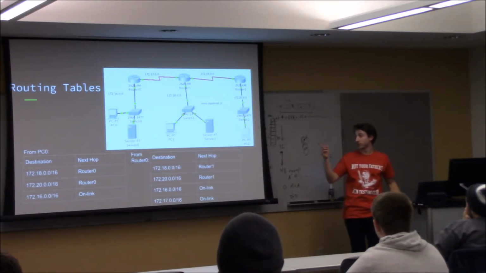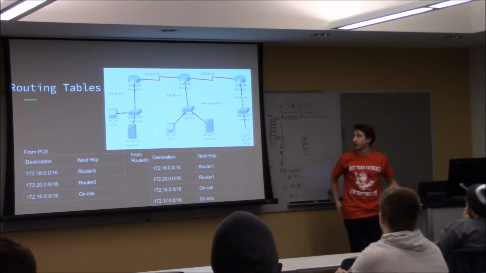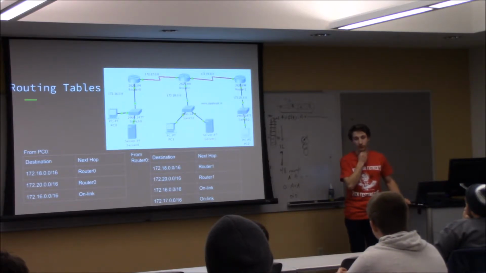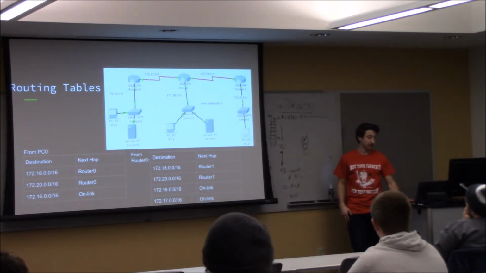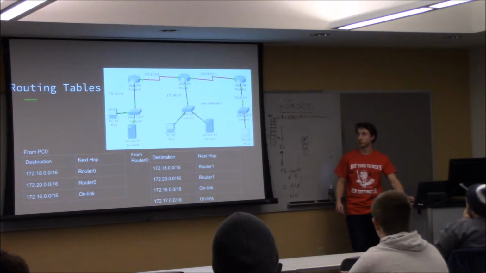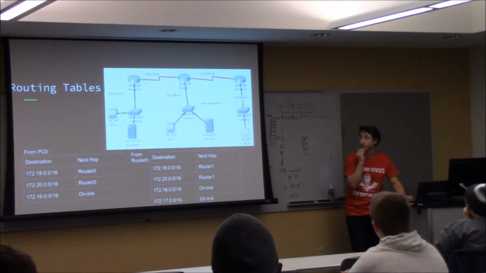If we start at router 0 for this right side, and it wants to go to 172.18, which is the middle section again, it's going to need to send it to router 1 first so they can get there. And again, if it wants to go to the right branch, it's going to need to send it to router 1 as well. But if it wants to go to 172.16, which is below it, it knows where that is, so we can call it on link again. And also up in the top left is 172.17, and it knows where that is as well, so we can call that on link.